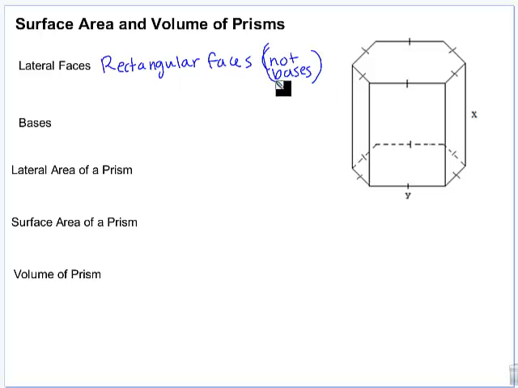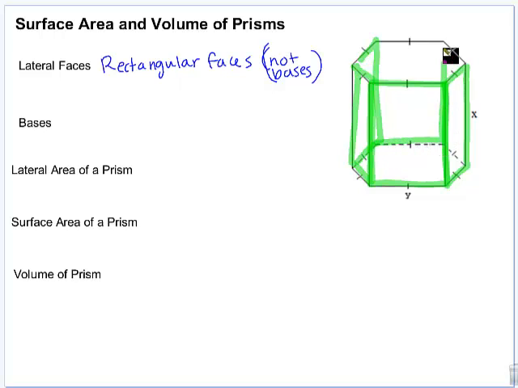So over here in our diagram of this hexagonal prism, if you notice along each side we have rectangles. Each of these would be a lateral face. Here, because it is a hexagon, we end up having 6 lateral faces, which I just highlighted. Okay, so those are all of our lateral faces.